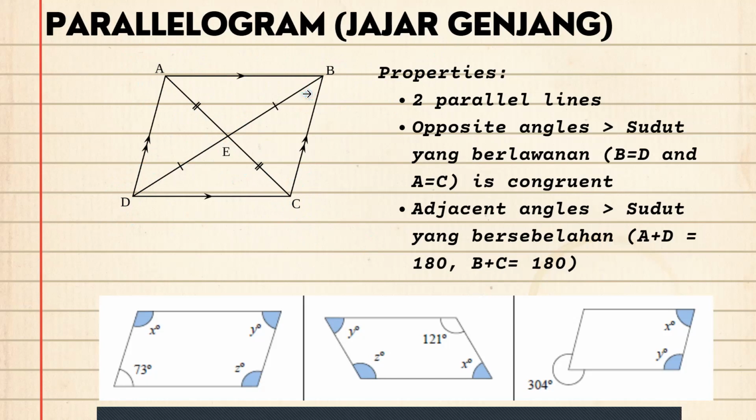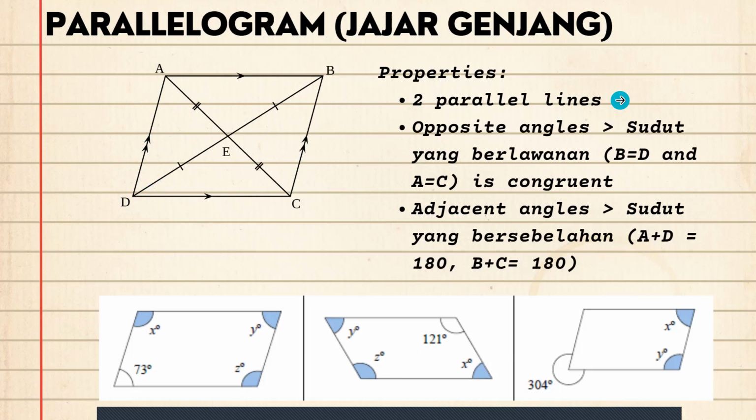The second thing is adjacent angles, atau sudut yang bersebelahan. Contohnya, A plus D, B plus C. They are supplementary. So A plus D is 180. For example, A is 100. What is the value of angle D? Simply subtract 100 from 180. So it is 80. Okay?